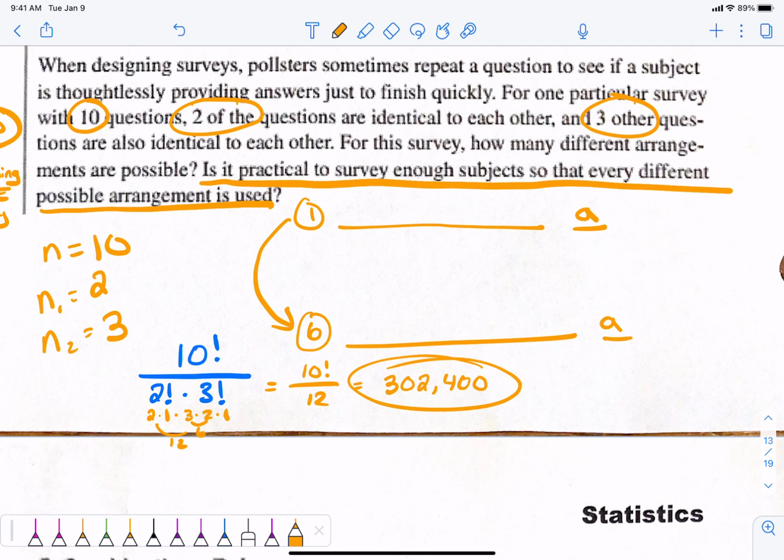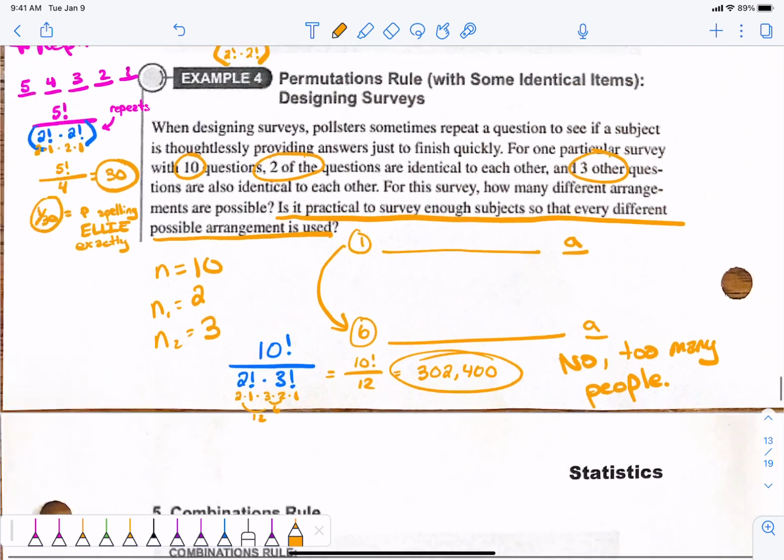I don't want to go survey 302,000 people. No. Too many people. I'm not going to use that many combinations. Maybe I don't even want to survey 2,000 people. I don't want to survey more than 20 people, but whatever. There you go. Not practical.